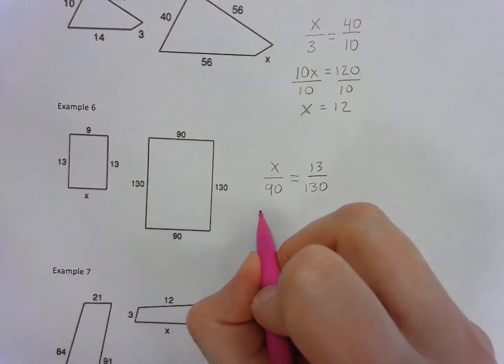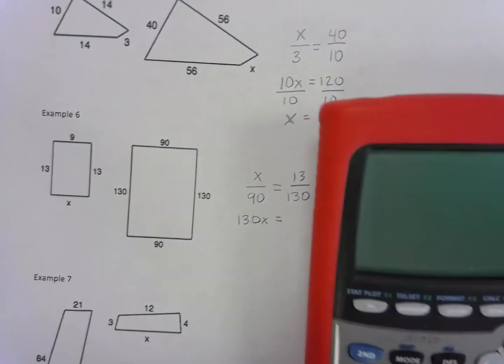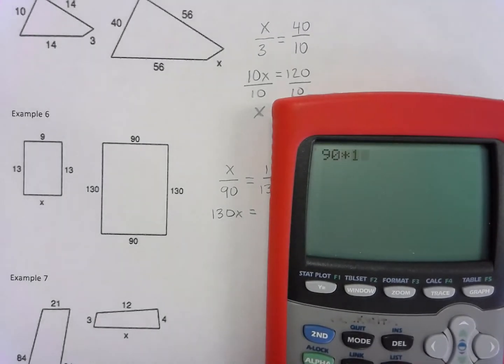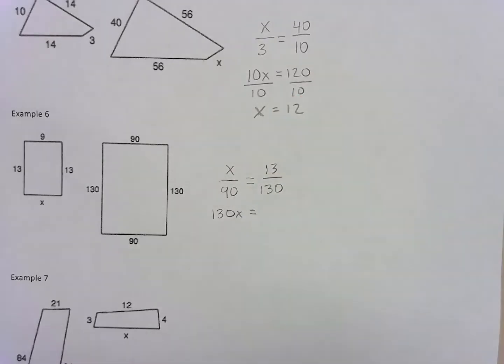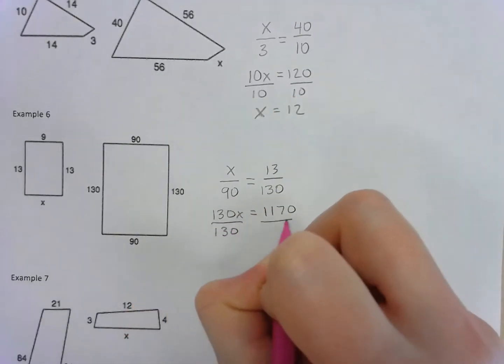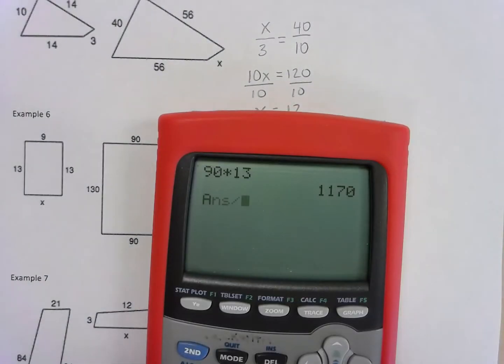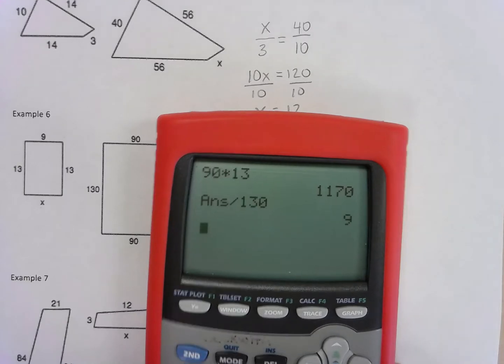So cross multiply to solve. You get 130x equals 90 times 13 is 1,170. We divide by 130. We get our x value of 9.